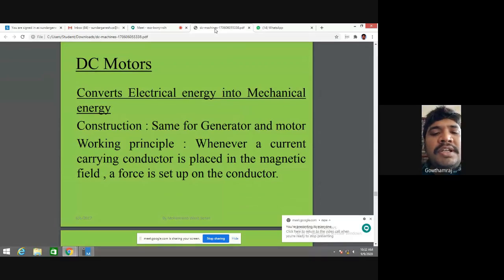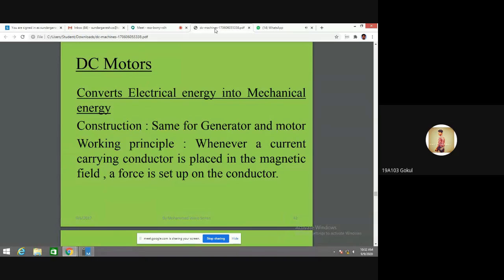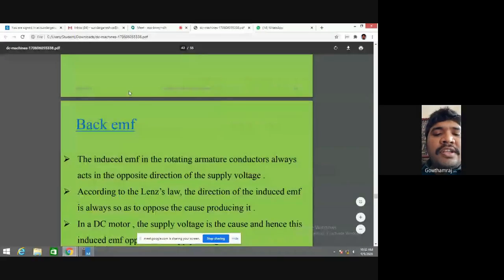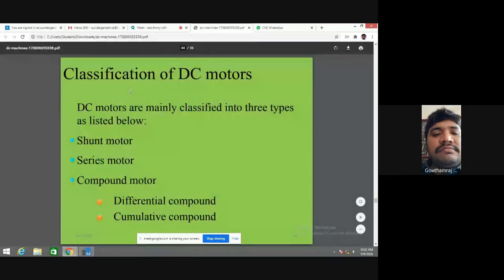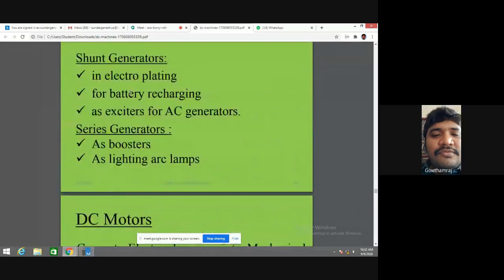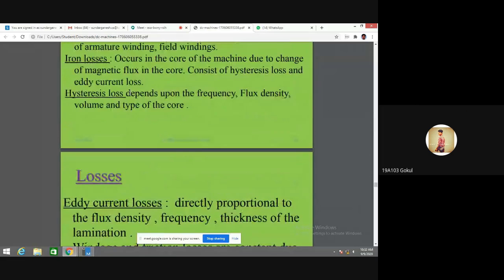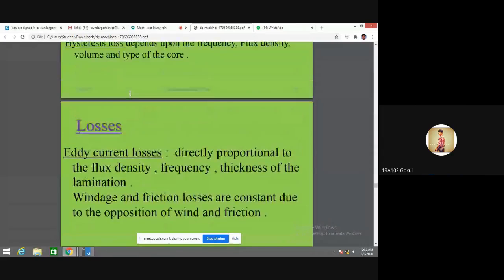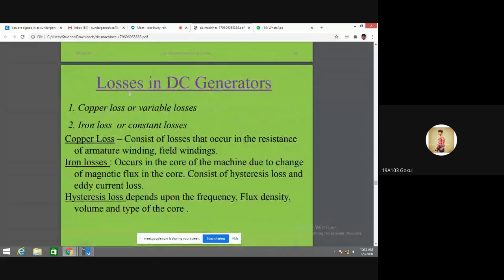Then what is meant by converting electrical energy to mechanical energy? I am telling the definition: it is converting electrical energy to mechanical energy. What is that? Motor, sir. Motor definition is converting electrical into mechanical. Generator definition is converting mechanical to electrical. Okay, Gokul.